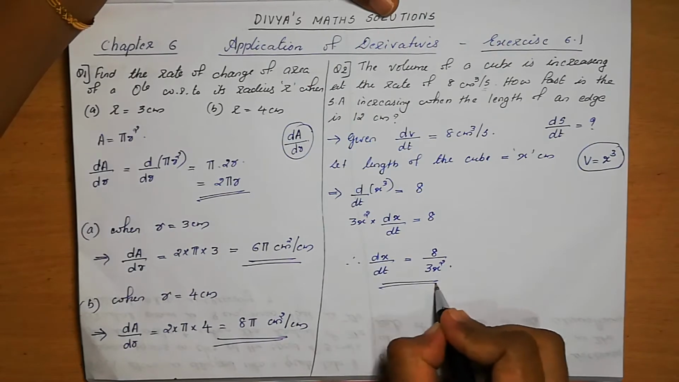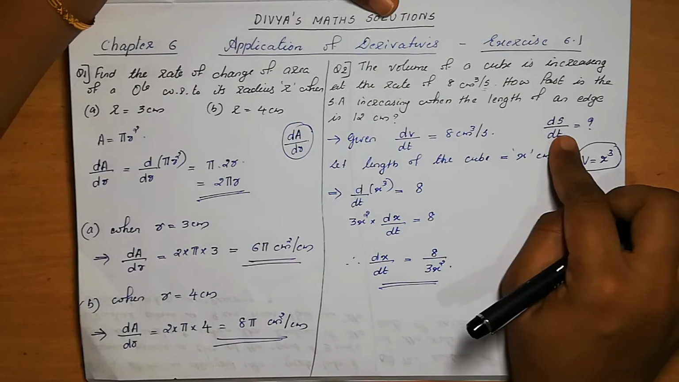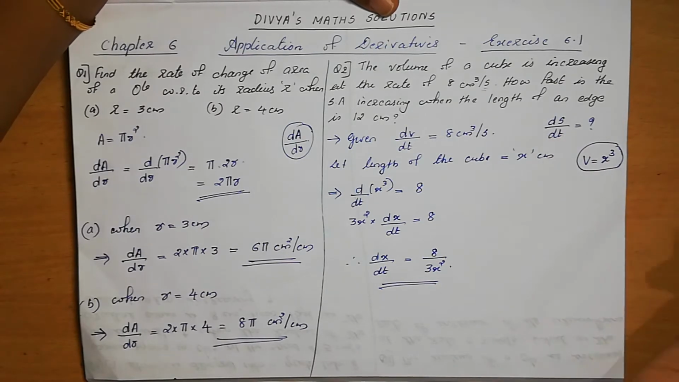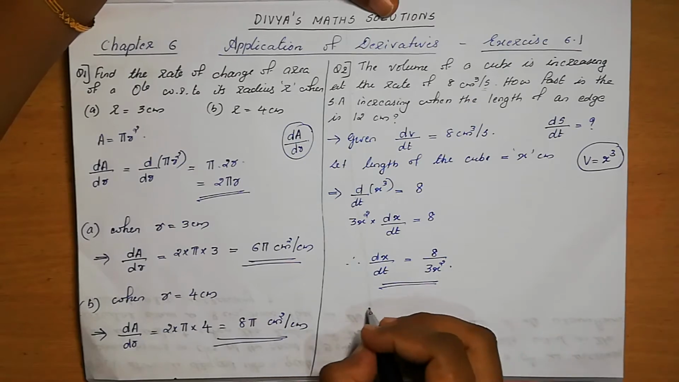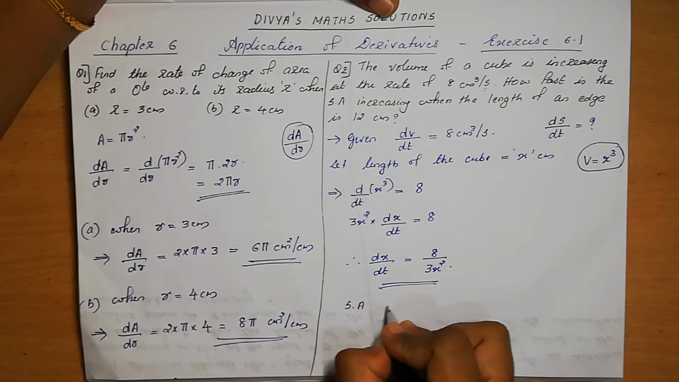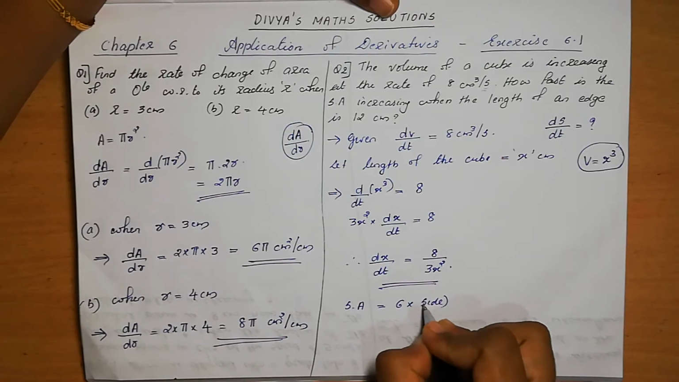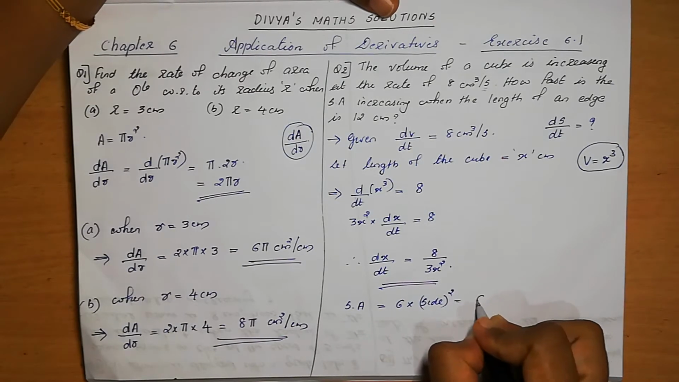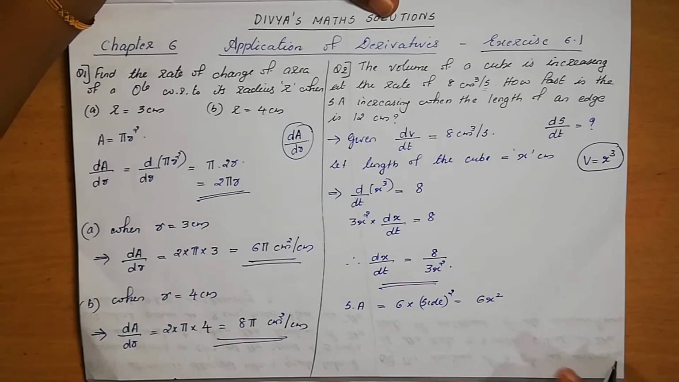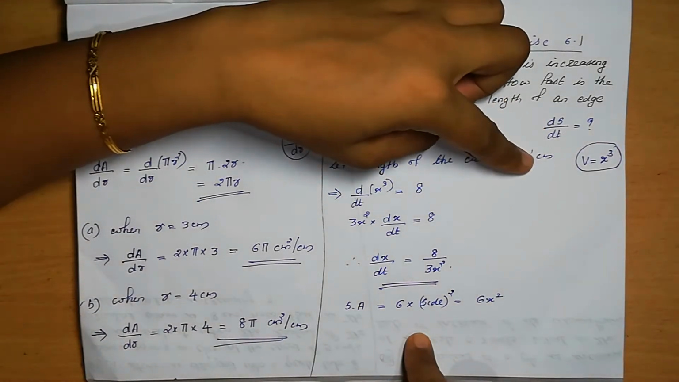Next, what do we need to find out? We need to find the surface area of the cube. What is the surface area of the cube? Surface area is 6 into side squared. So 6x squared is the surface area of the cube. Here also, what we need to find is ds by dt.